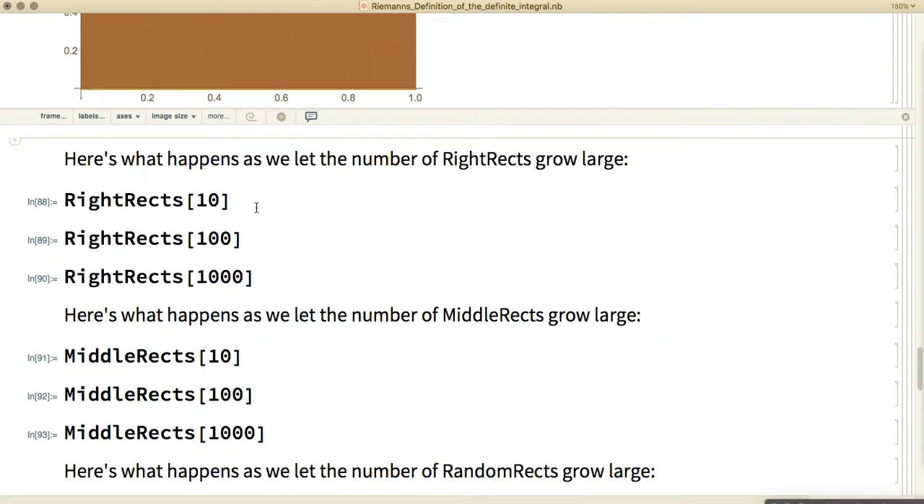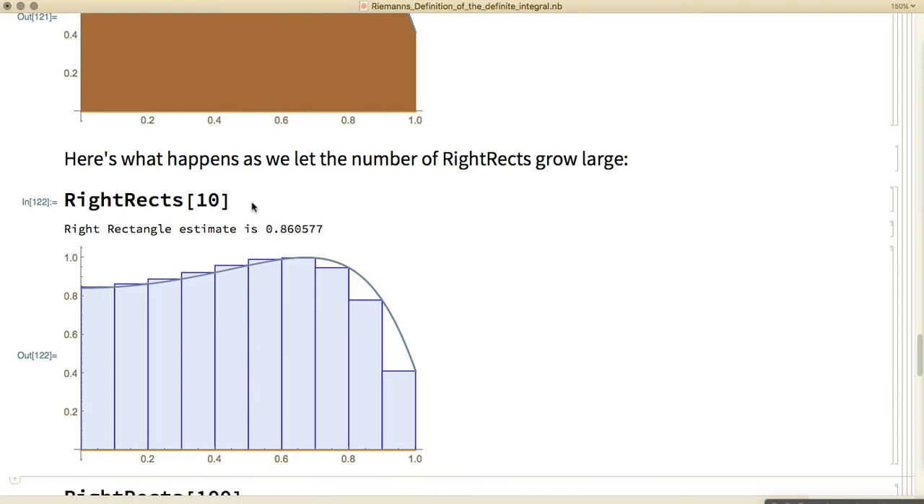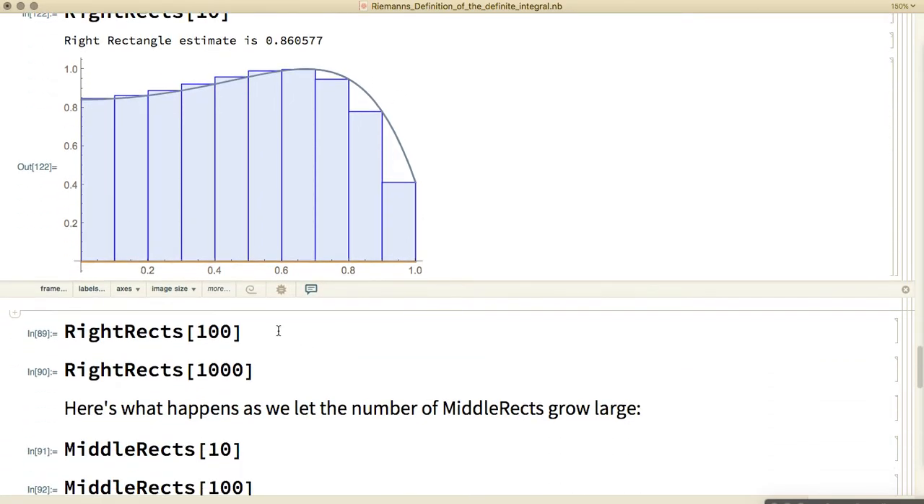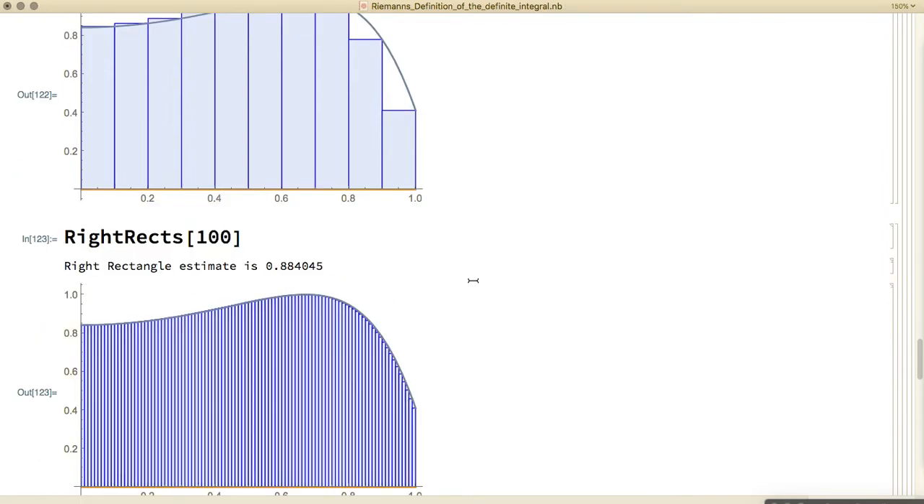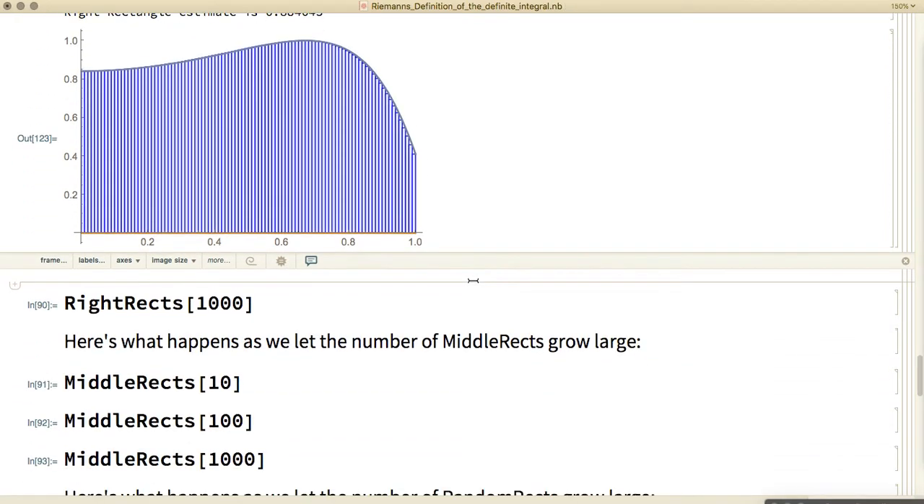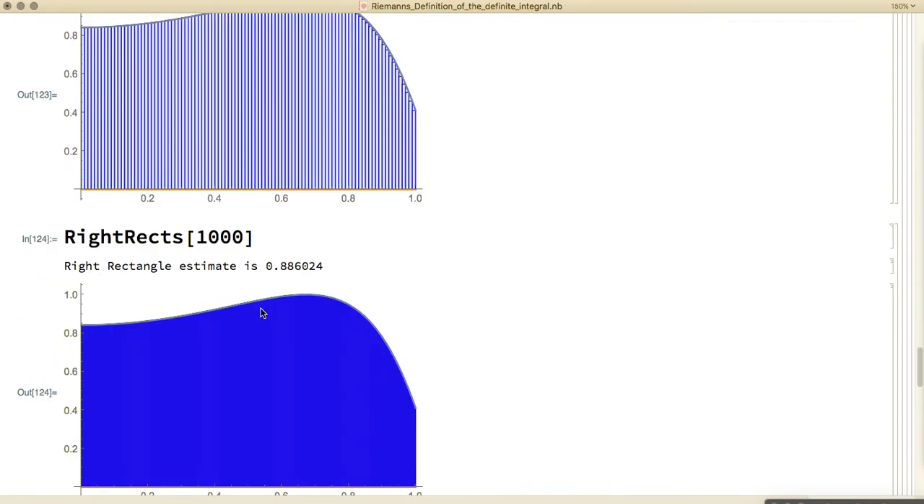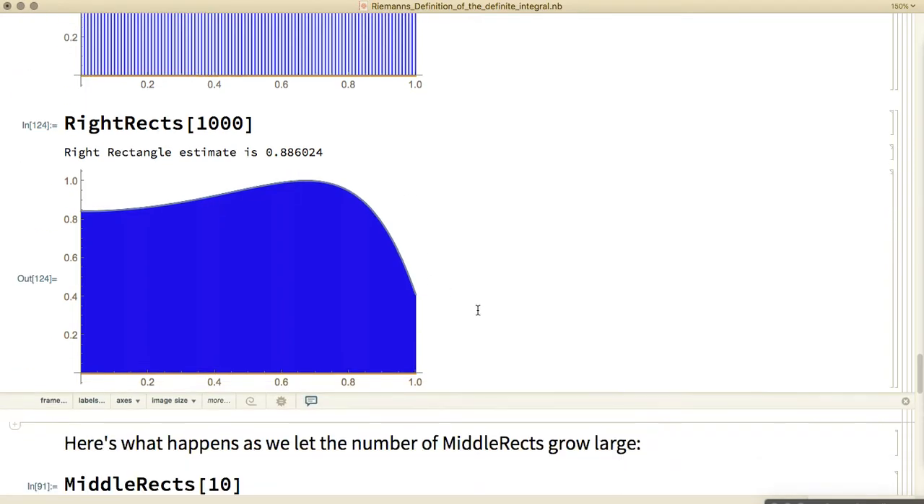Well, what happens when we let the number of right rectangles grow? There's our 10 right rectangle estimate, our 100 right rectangle estimate, and our 1,000 right rectangle estimate. And by the time we pile in 1,000 right rectangles, we can't tell the area of the rectangles apart from the area under the curve. And again, notice that it has settled down to about 0.886.